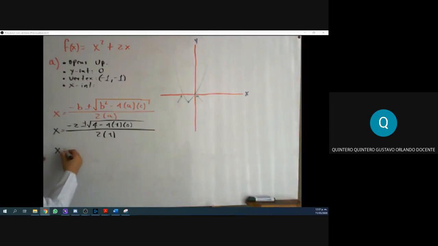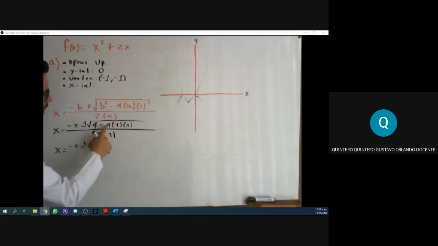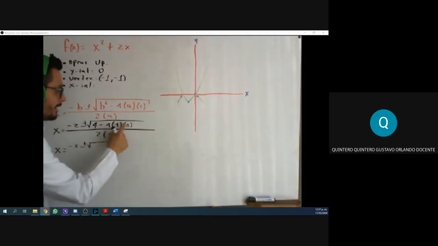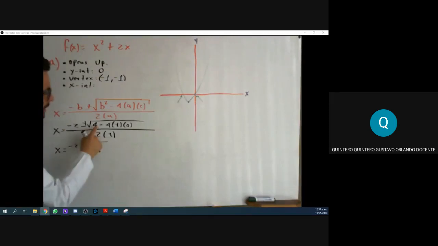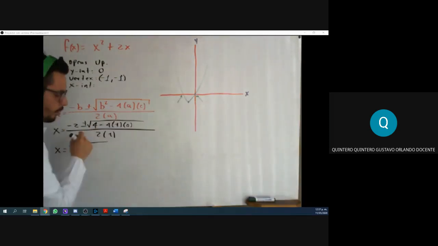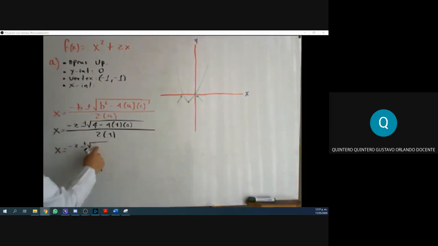If we solve this real fast, we will have negative 2 plus or minus the square root of what? How much is this thing inside? Okay, 4 times 1 is 4 times 0 is 0. Meaning that here we have 4 minus 0. So this is the square root of 4. But how much is the square root of 4? Well, that thing is 2. So we have negative 2 plus or minus 2 over 2 as well.